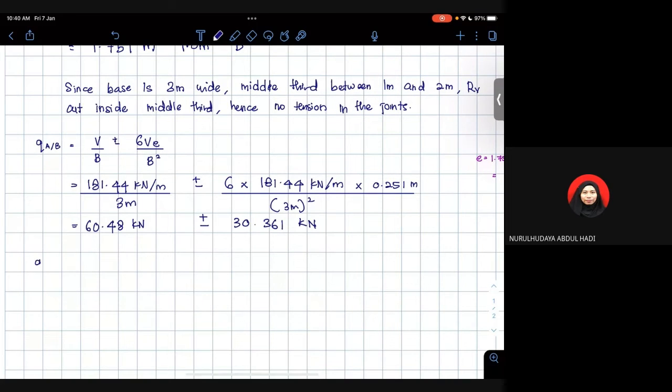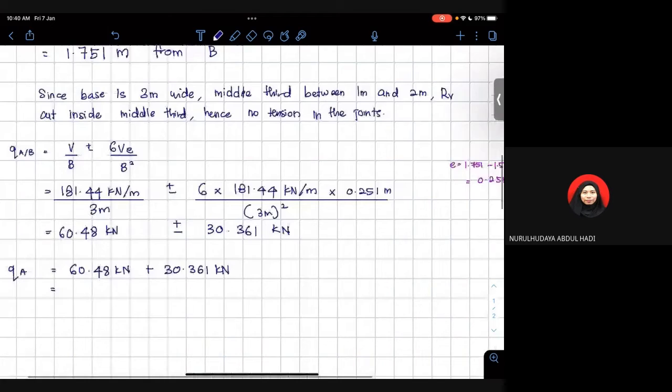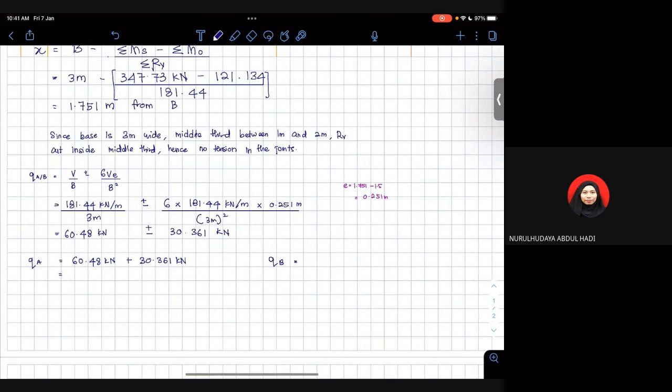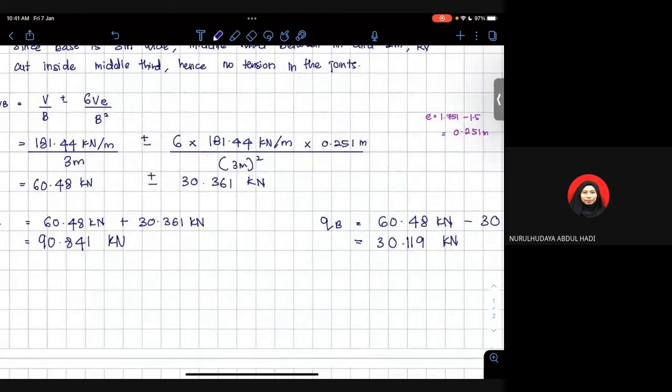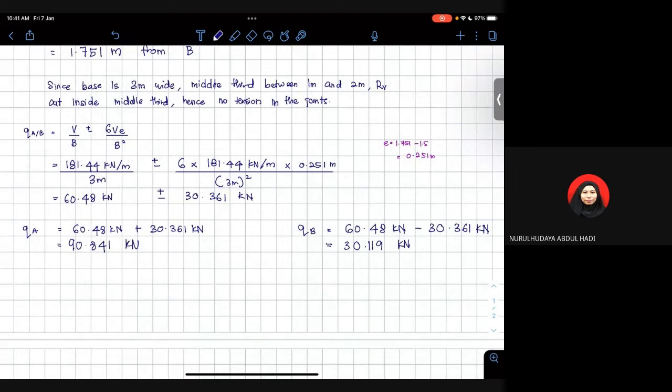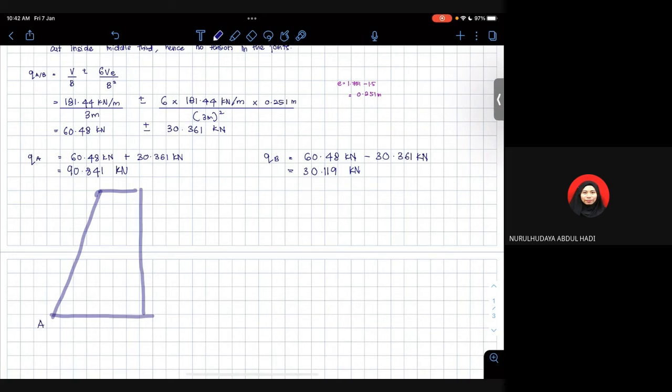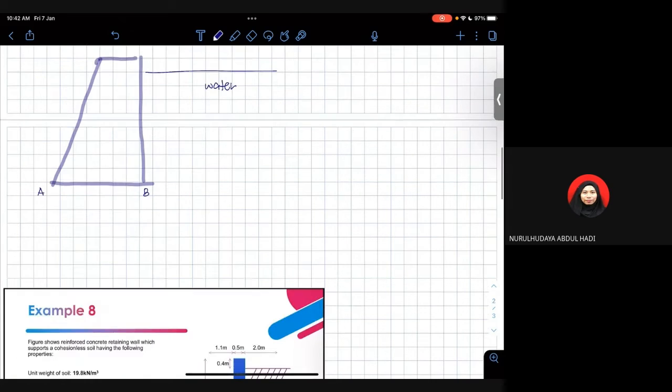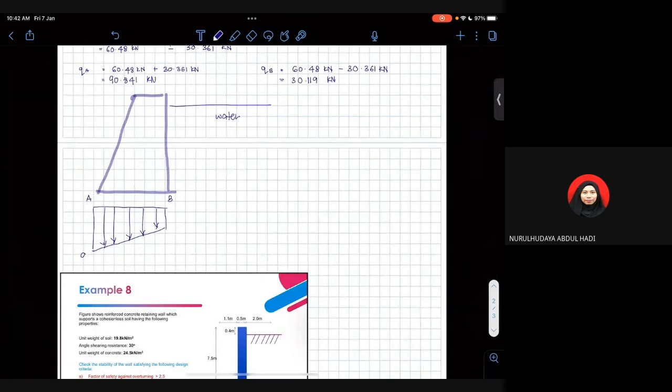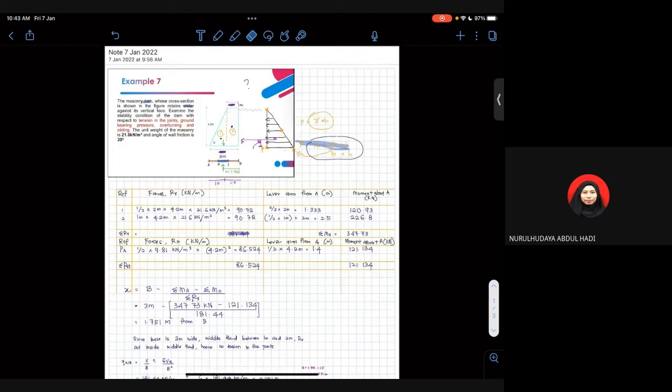QA, you campurkan value ni. And for QB, you tolak dia. Pressure distribution for this retaining wall is actually like this rupa dia. Ini A and ini B kan. Belakang ni water kan. Pressure distribution dia dekat A ni lagi tinggi lah. Retaining wall ni dia transmit the pressure to the ground. 90.841, 30.119. Soalan minta apa lagi?